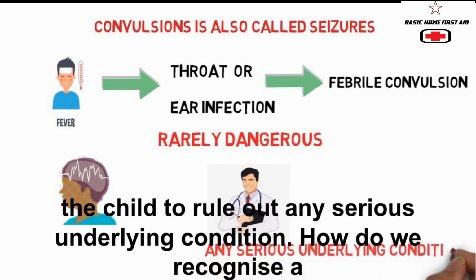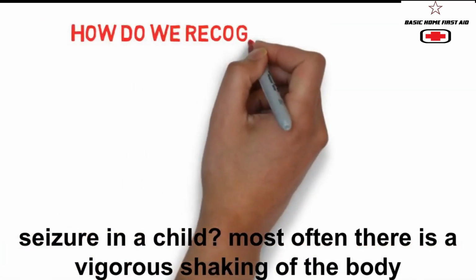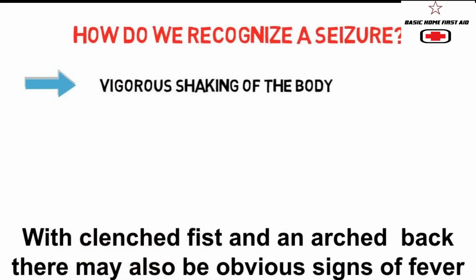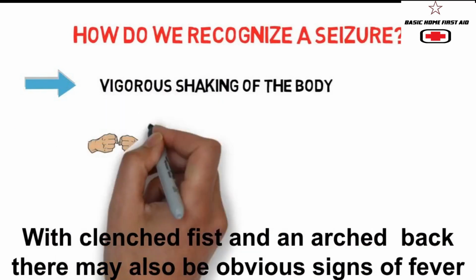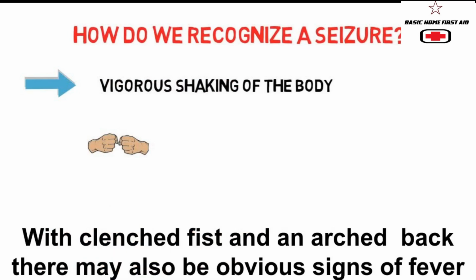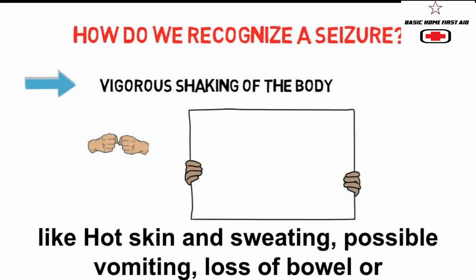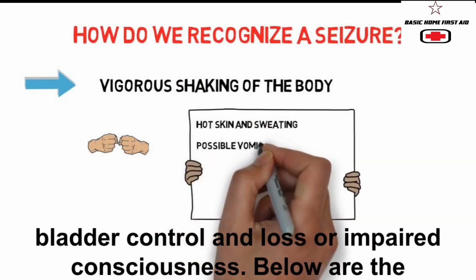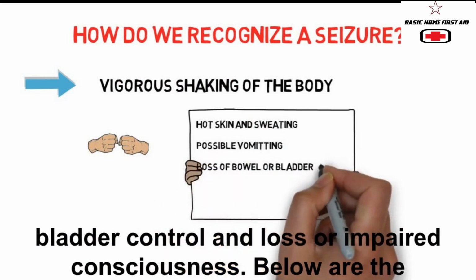How do we recognize a seizure in a child? Most often, there is a vigorous shaking of the body with clenched fists and an arched back. There may also be obvious signs of fever like hot skin and sweating, possible vomiting, loss of bowel or bladder control, and loss or impaired consciousness.